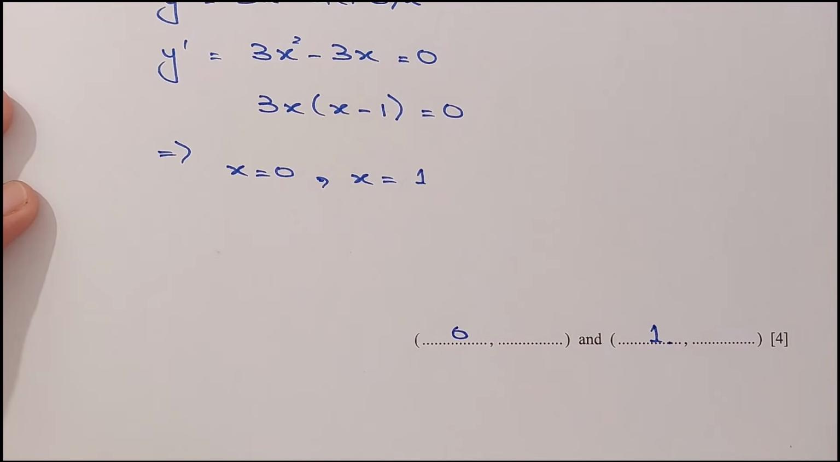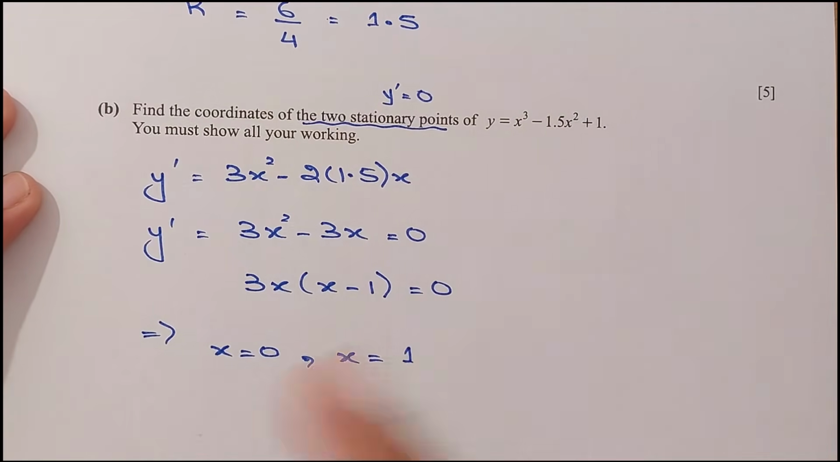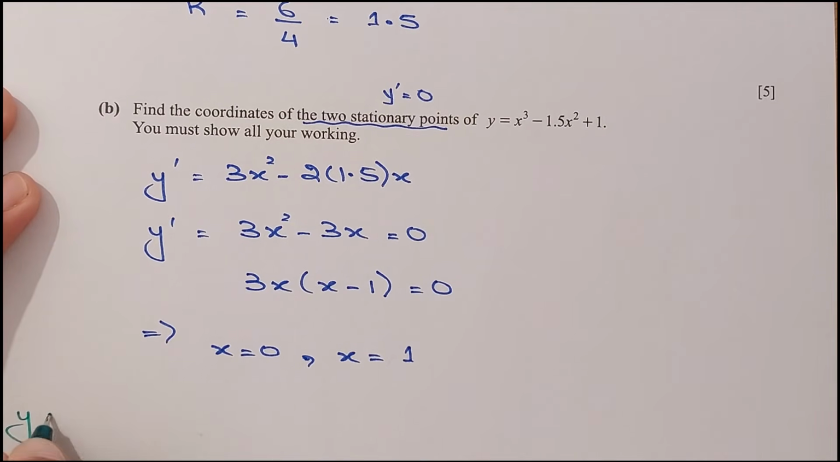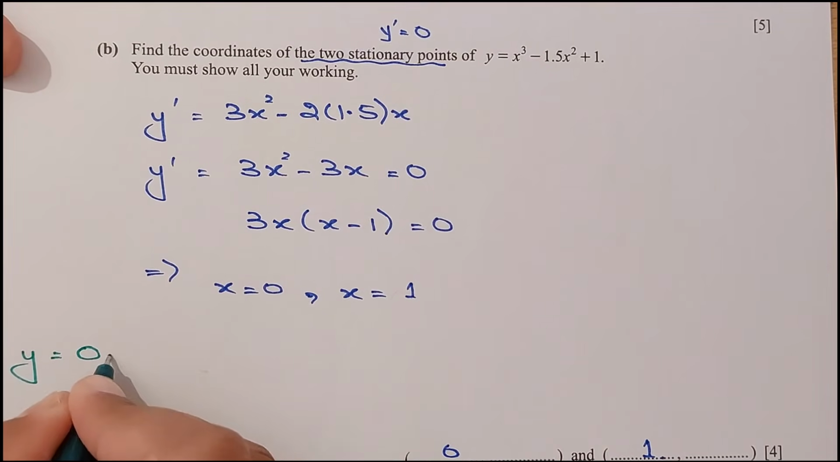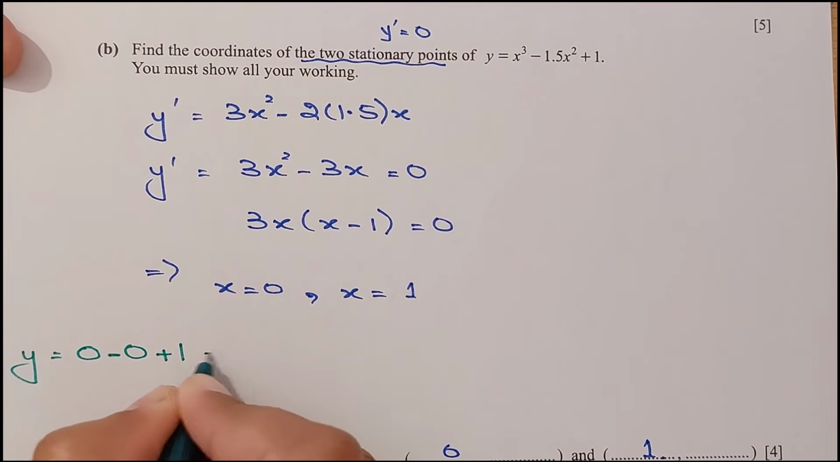So when x is 0, what is y? Plug into the curve. So we have this curve. Put x equals 0, and we will get the value for y. So y is equal to, when x is 0, 0 minus 0 plus 1. This is equal to 1. The y is 1, right?